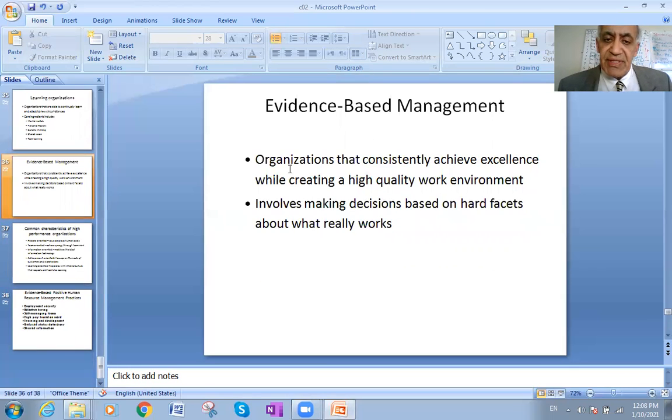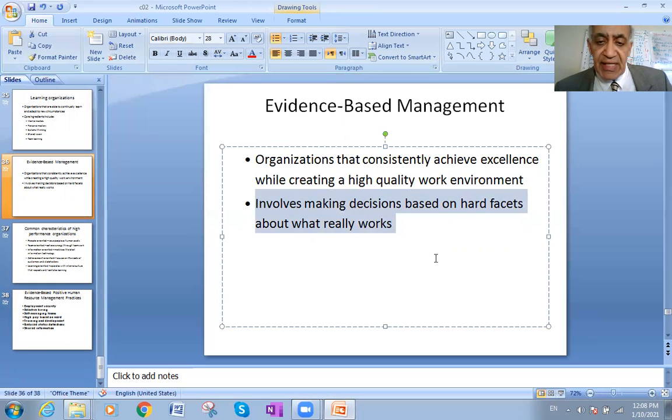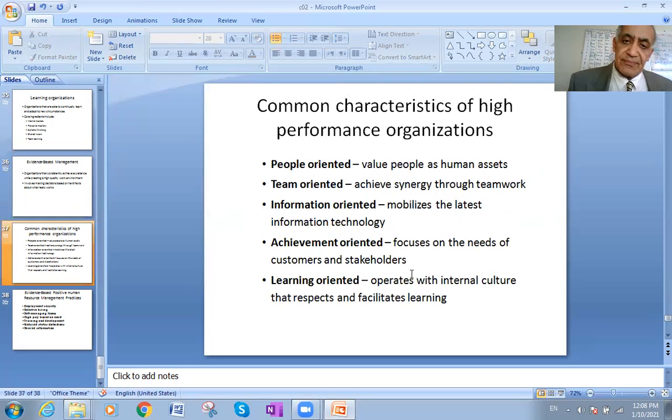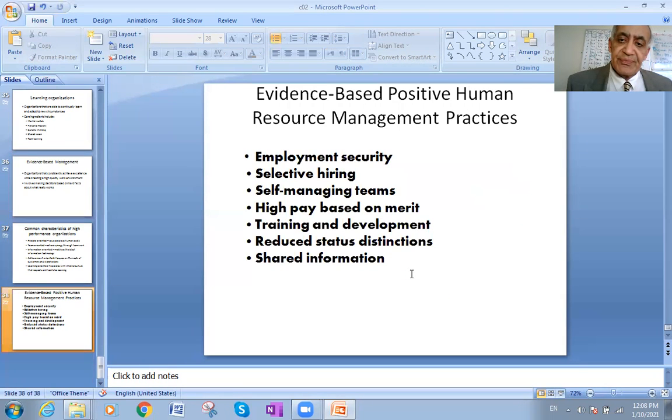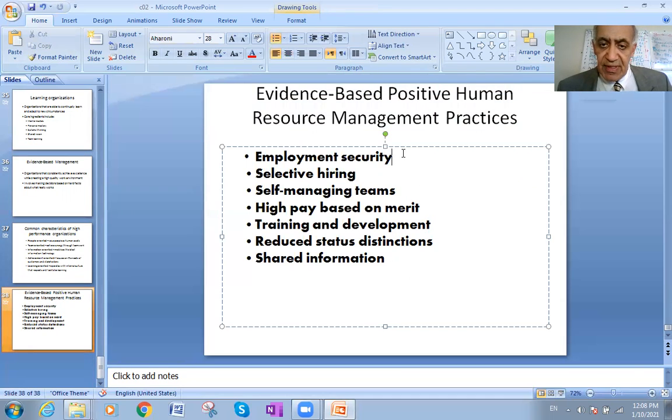Evidence-based management: organizations that consistently achieve excellence while creating a high-quality work environment make decisions based on the facts, hard facts about what really works. So today, the last point is the evidence-based positive human resource management practices. What you have to do for your human resources: you have to make them secure, you have to be very selective in hiring, and only good people will you have in your company or organization.